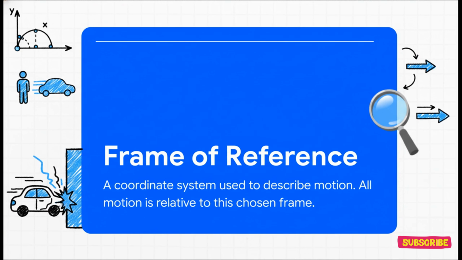Now, before we measure a single thing, we have to agree on our point of view. Think about it. Are you measuring the speed of someone walking down the aisle of a moving train relative to the train itself, or relative to the ground whizzing by outside? That choice, that point of view, is your frame of reference. It's the first rule we have to learn: all motion is relative.